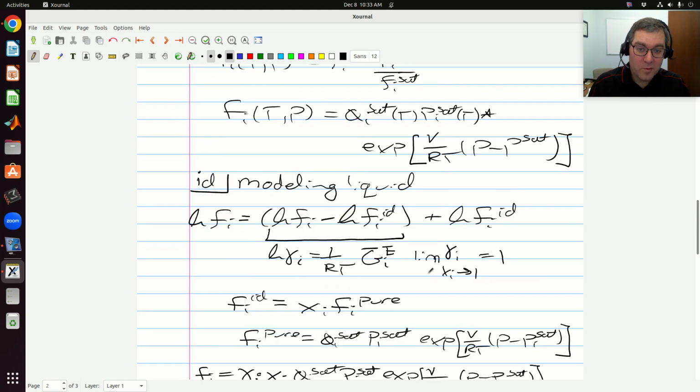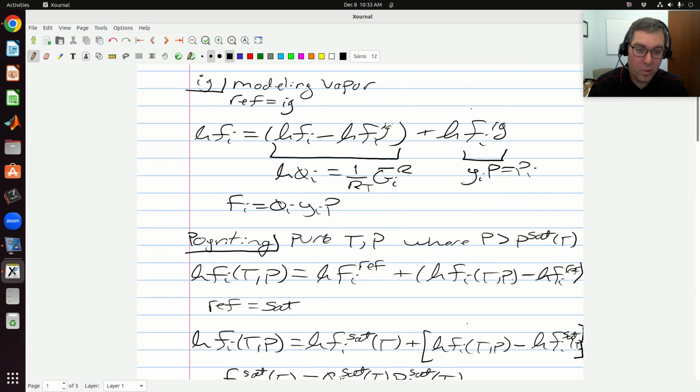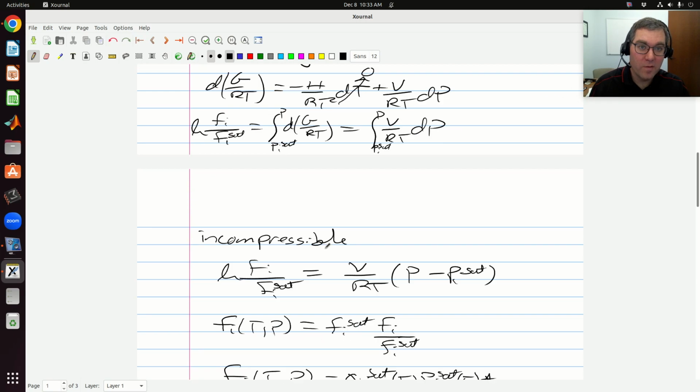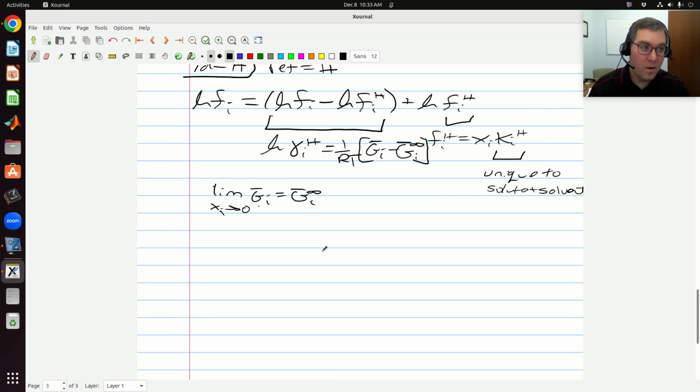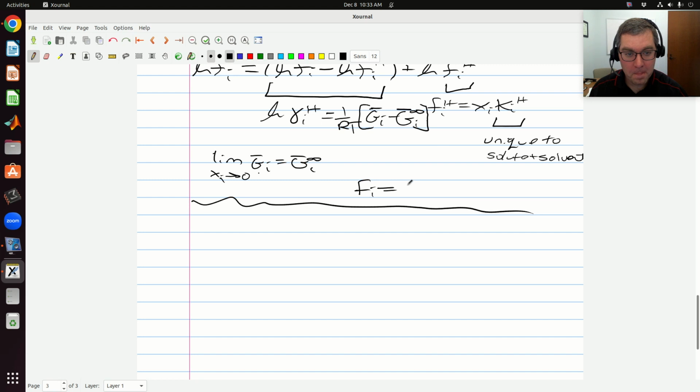That's the premise behind defining ideal solutions in the context of chapters 11 and 12. And then here's our Poynting correction, and here's our expansion in terms of modeling vapors. If we put it all together, and I expand Henry's, the fugacity of component i is gamma^H times x_i times k_i^H. So let's start simple. Since we just talked about Henry's, let's look at solubility.